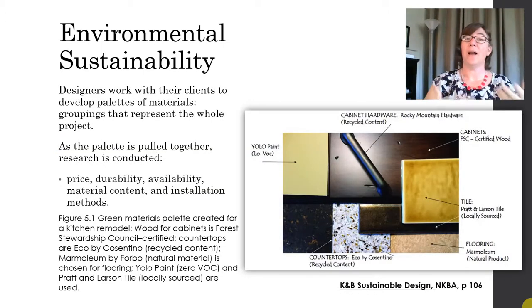And as you follow these criteria, you will build up a palette of materials for your projects. And here's an example of one for you. It is specifically selected to be a green materials palette for a kitchen remodel. So first we have the wood for our cabinets, which is FSC, or Forest Stewardship Council, certified right here.